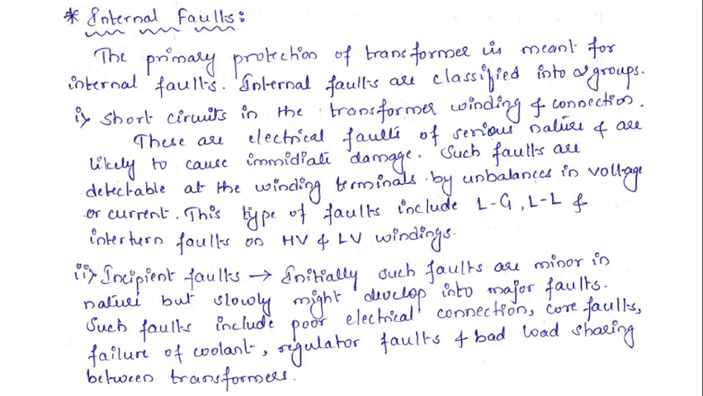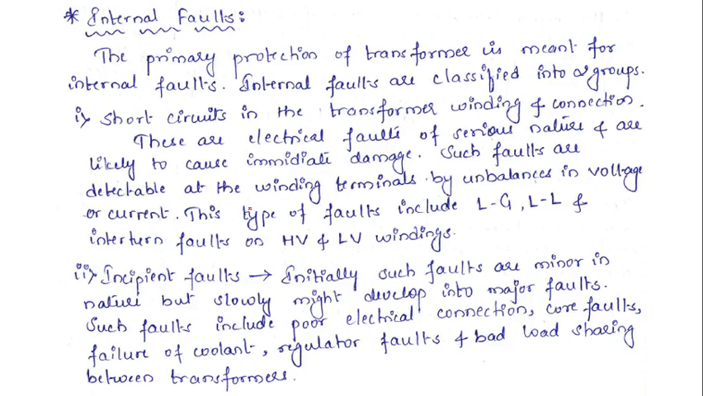Such faults include poor electrical connection, core faults, failure of a coolant, regulator faults, and bad load sharing between the transformers. So the meaning of these incipient faults is that initially the effect of these faults is not measurable. They are not going to hamper the operation of the transformer. Over a period of time, these incipient faults will come into the picture where they may cause greater damage to the operation of the transformer.